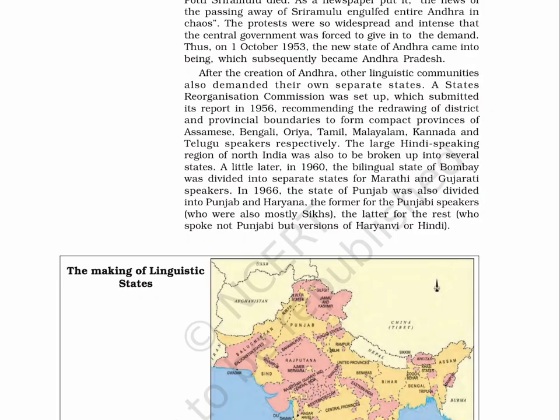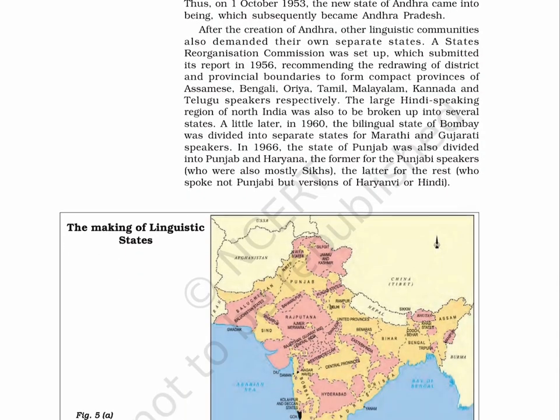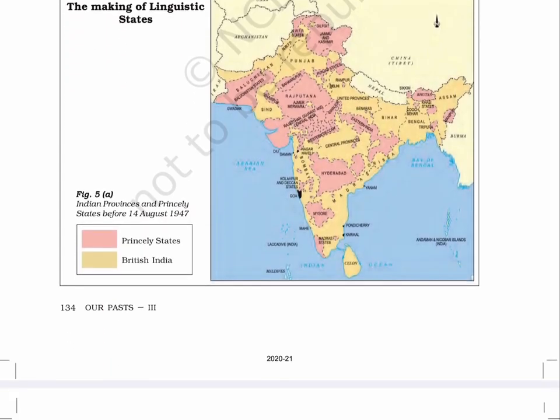The large Hindi-speaking region of North India was also to be broken up into several states. A little later, in 1960, the bilingual state of Bombay was divided into separate states for Marathi and Gujarati speakers. In 1966, the state of Punjab was also divided into Punjab and Haryana, the former for the Punjabi speakers, who were also mostly Sikhs, the latter for the rest, who spoke not Punjabi but versions of Haryanvi or Hindi.